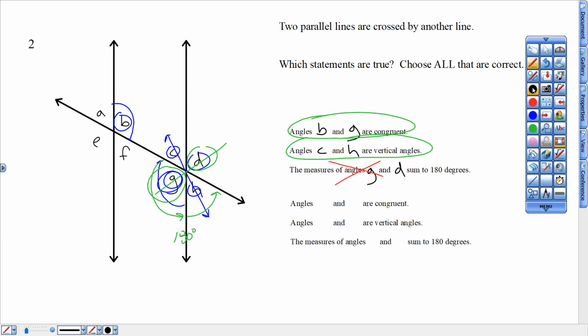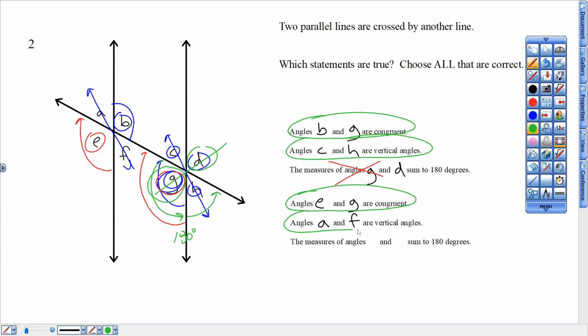All right, if I look at E and G, I could see, yes, clearly those are that same opening. E and then again G right here, clearly the same size opening. Yes, those are congruent. If I look at my next choice, A and F, looking at A and F, clearly straight across from each other. Those would definitely be vertical.